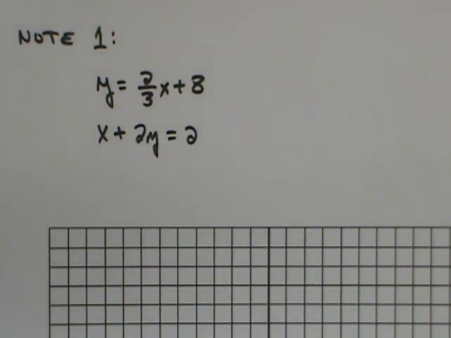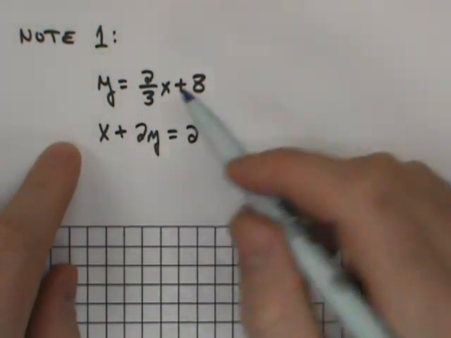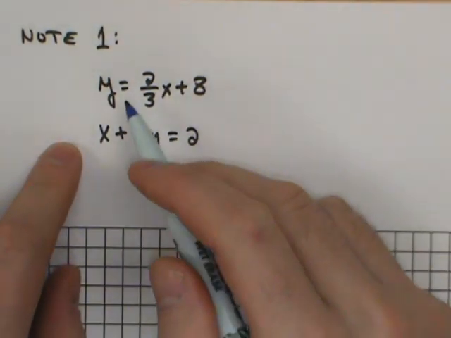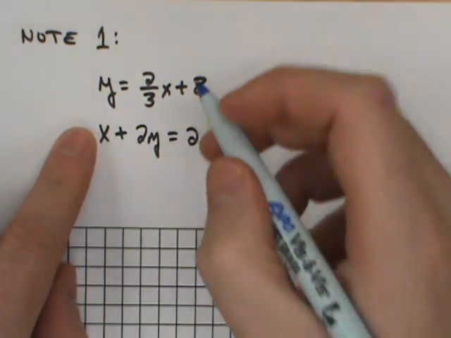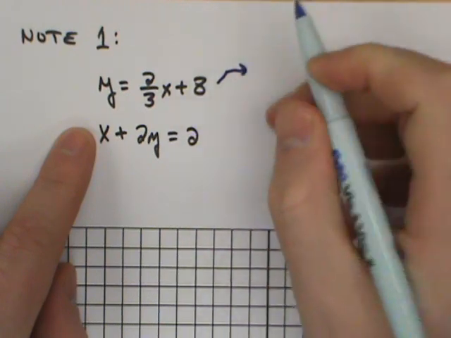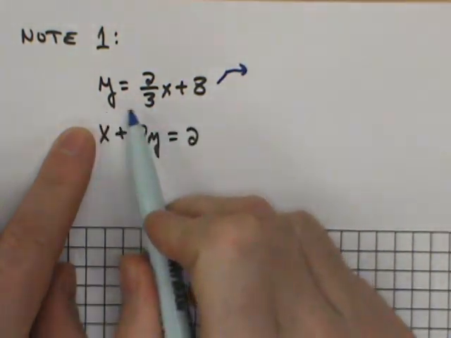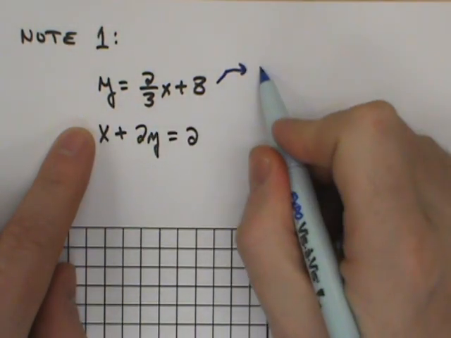Note 1 for solving systems of equations by using graphing. I'm given two equations, two unknowns. As I look at this first equation, I recognize that it's in slope-intercept form, meaning that I should very quickly be able to pull out a slope. The slope is 2/3.